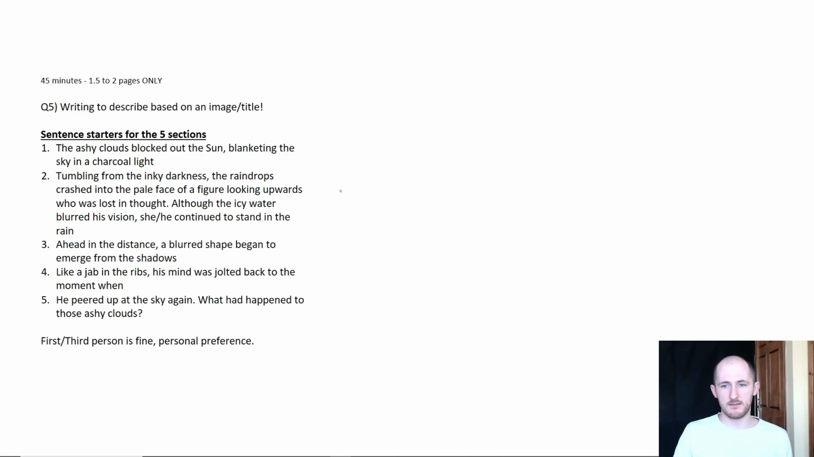This second one is quite in-depth: tumbling from the inky darkness, you know, like the night sky, the raindrops crashed onto the pale face of a figure looking upwards who was lost in thought. Again, it's interesting, right? Interesting is subjective, I get that, but instead of just saying it was raining on someone looking up, you have some more stuff going on. Using simile and metaphor and imagery is way better than just saying exactly what's happening.